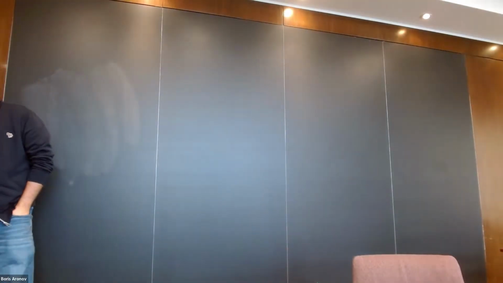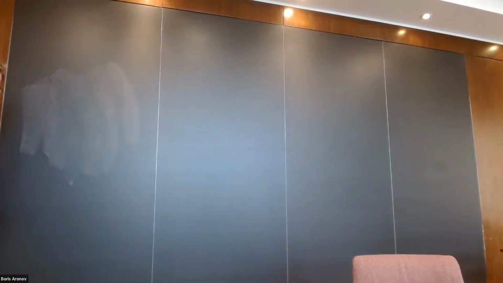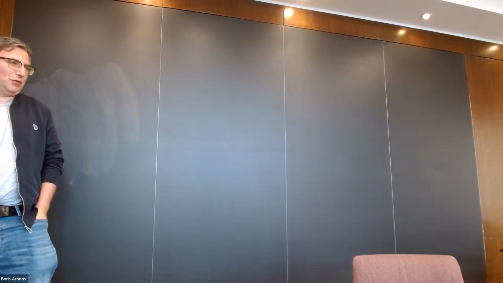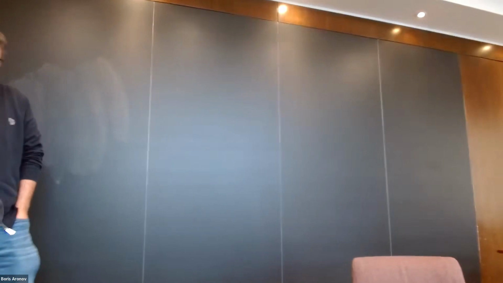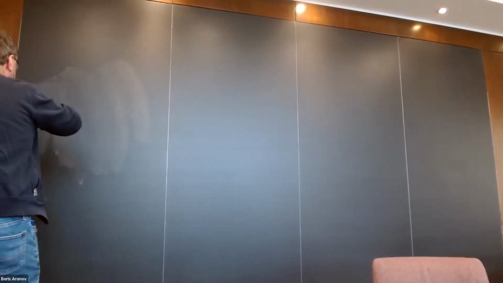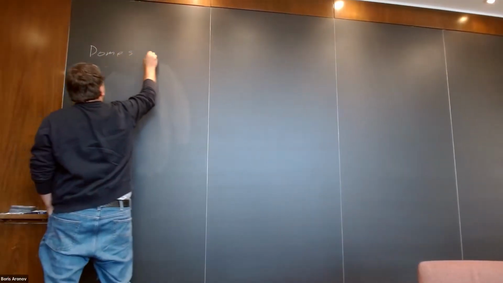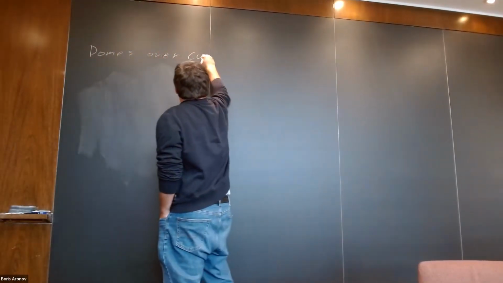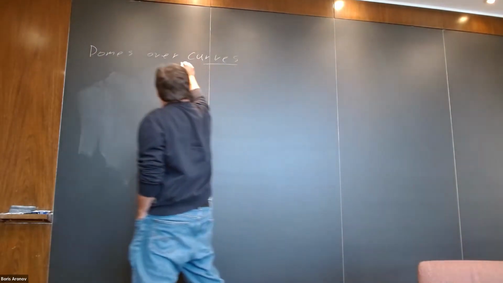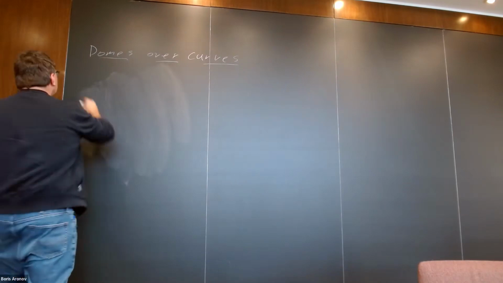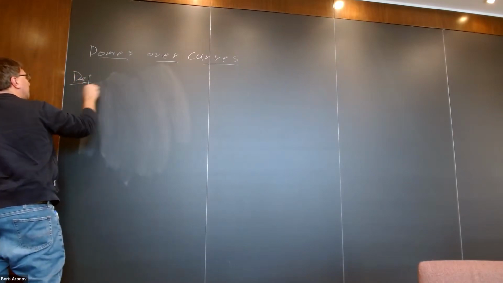I'll tell you what we did. I'll tell you about problems that we started working on maybe 6 years ago and solved during COVID. So it's one of those COVID problems that we managed to solve. The title is Domes over Curves, and I'll tell you what all those words mean, starting with the definitions.